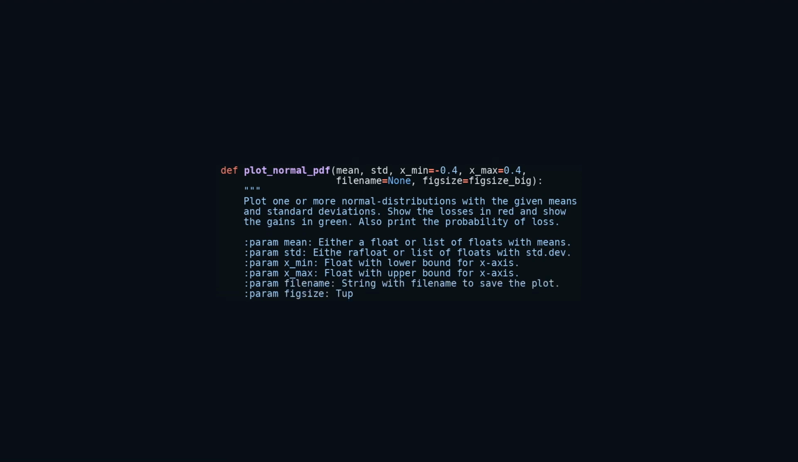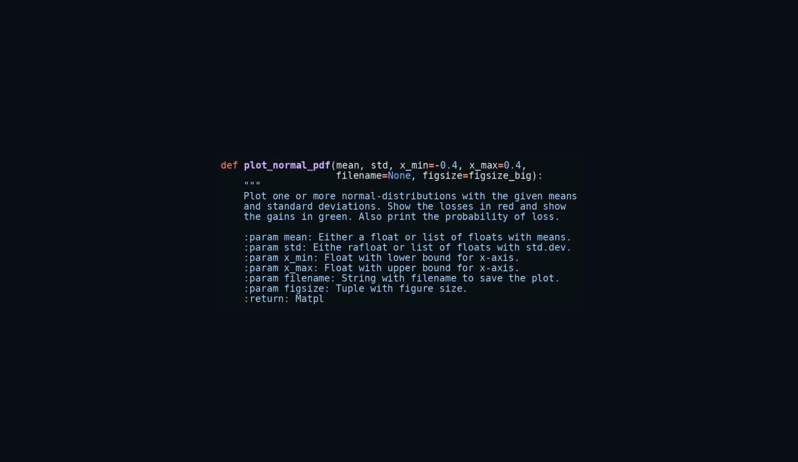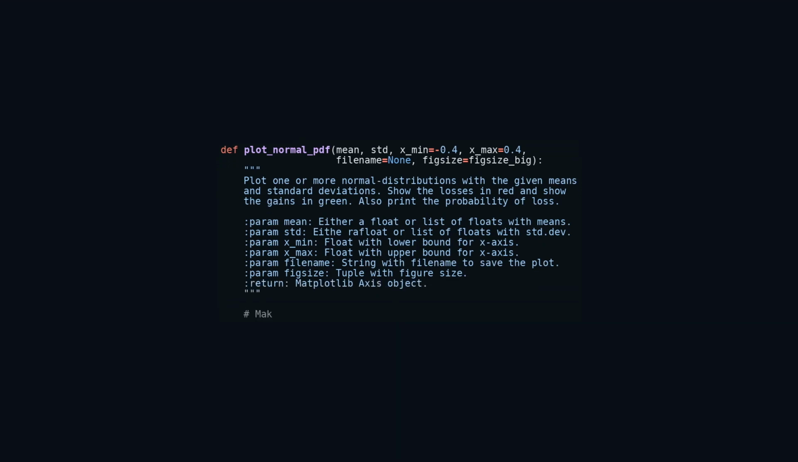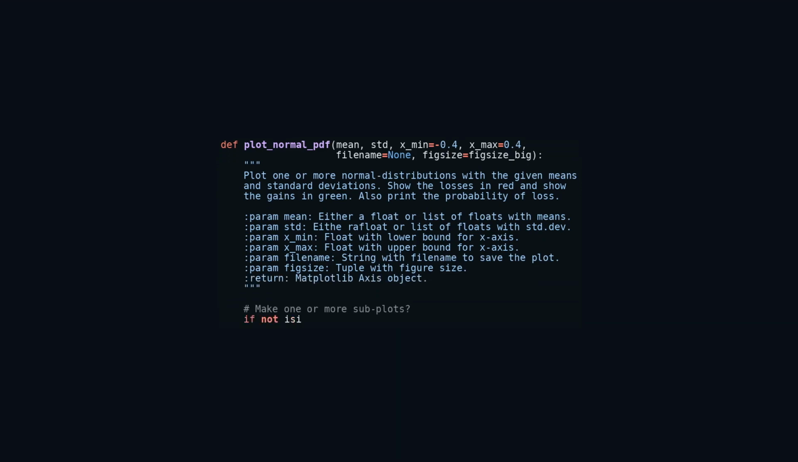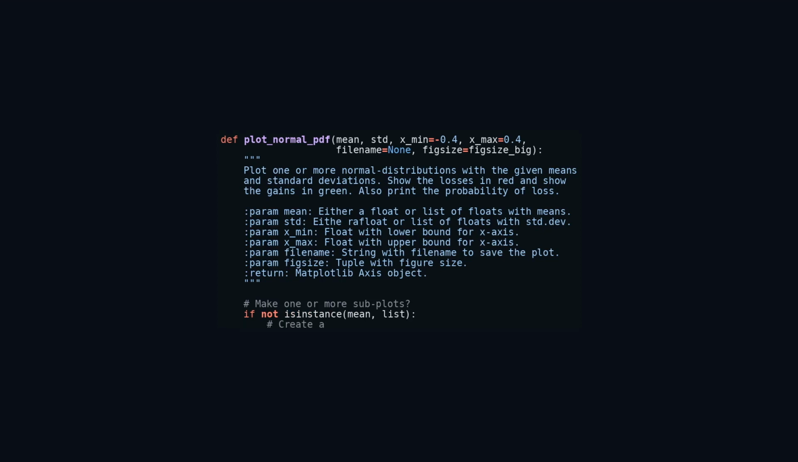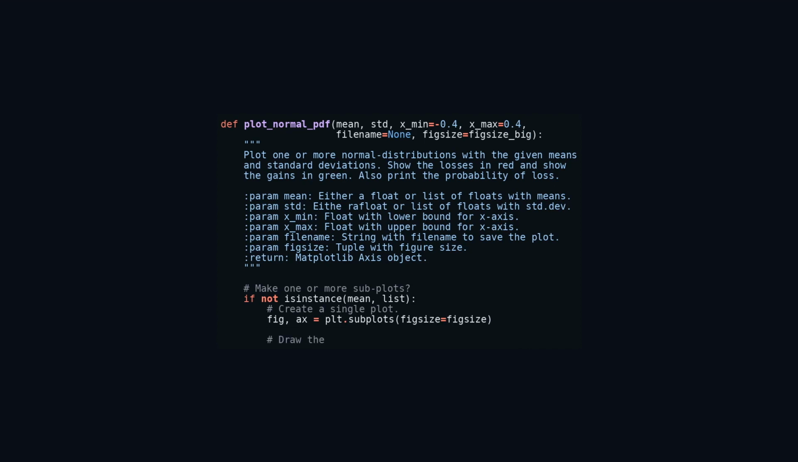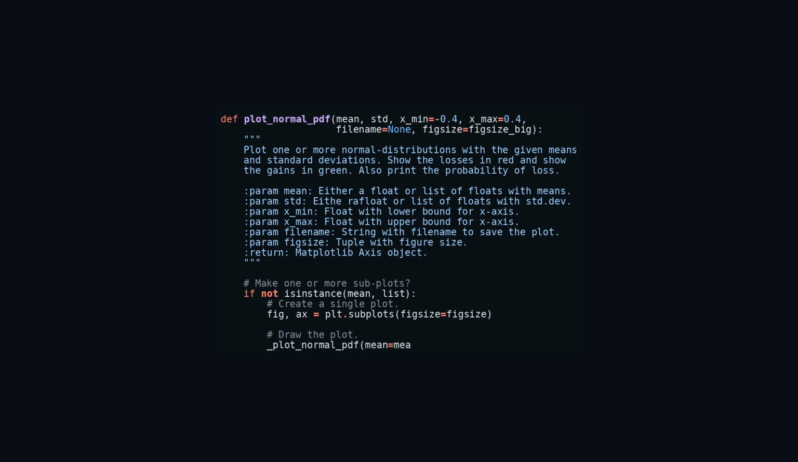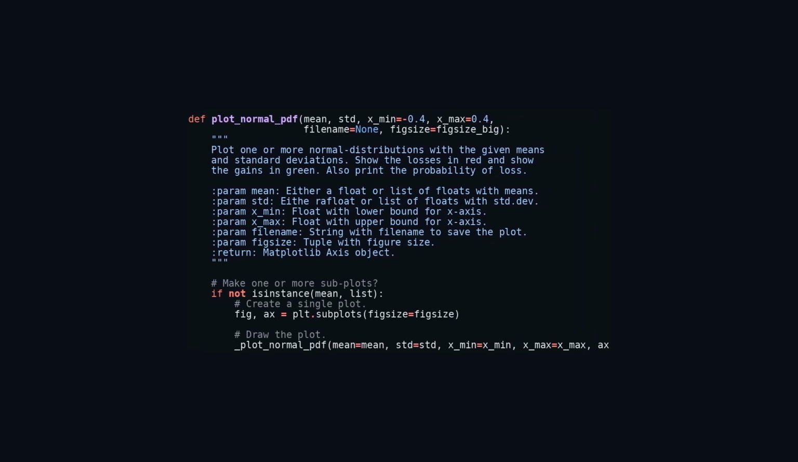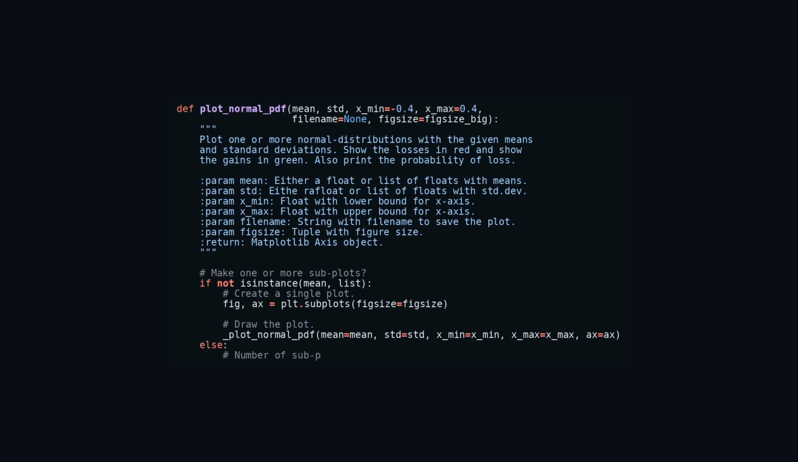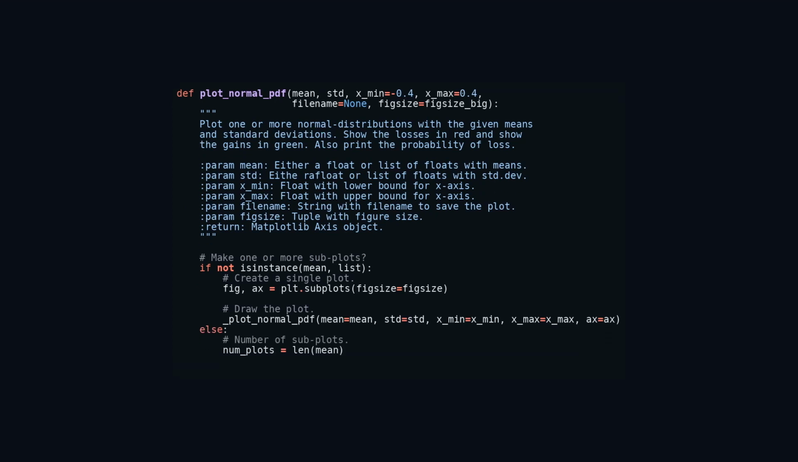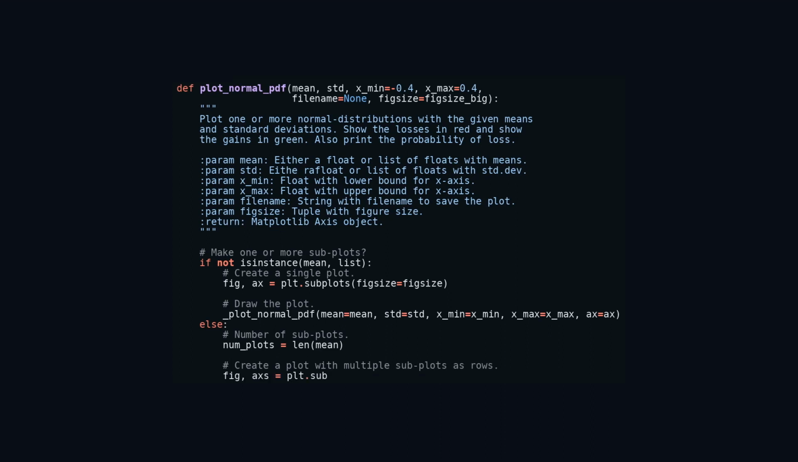If the mean parameter is not a list, the function generates a single plot using the provided mean and standard deviation. Conversely, if the mean is a list, employing multiple distributions, subplots are created for each mean value in the list. For each plot, the function calls an internal plot_normal_pdf function to draw the normal distribution curve. After plotting, it adjusts the padding and, if a filename is specified, saves the resulting figure to the disk.